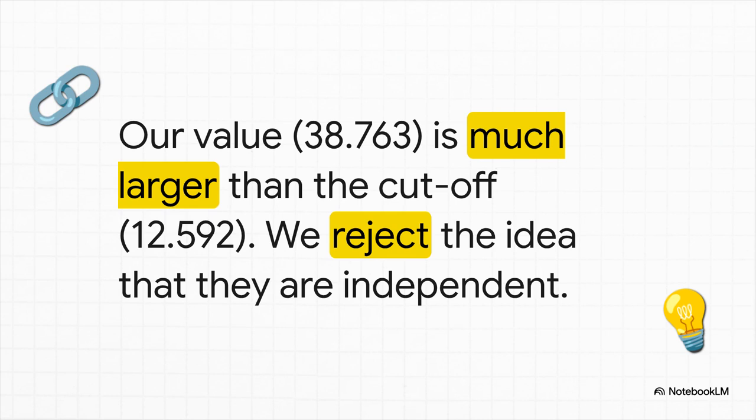In this case, the conclusion is crystal clear. The gap between what we saw and what we'd expect from random chance is just massive. So we can confidently reject our initial idea that they were independent. The evidence is incredibly strong. Income level and shampoo preference are definitely related. And now a marketing team can take that and run with it.